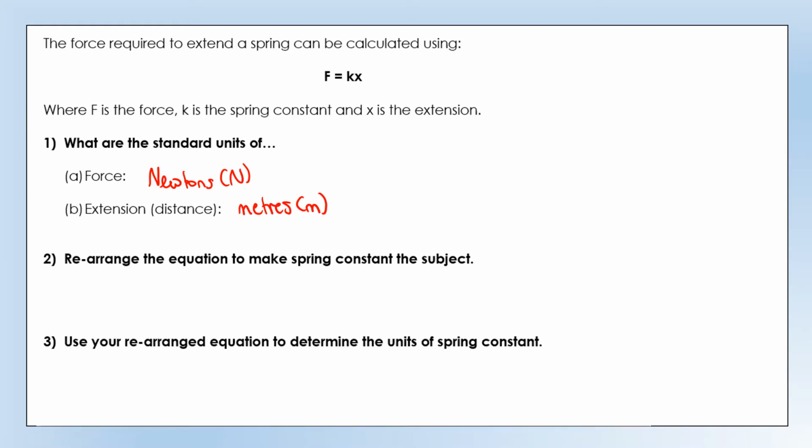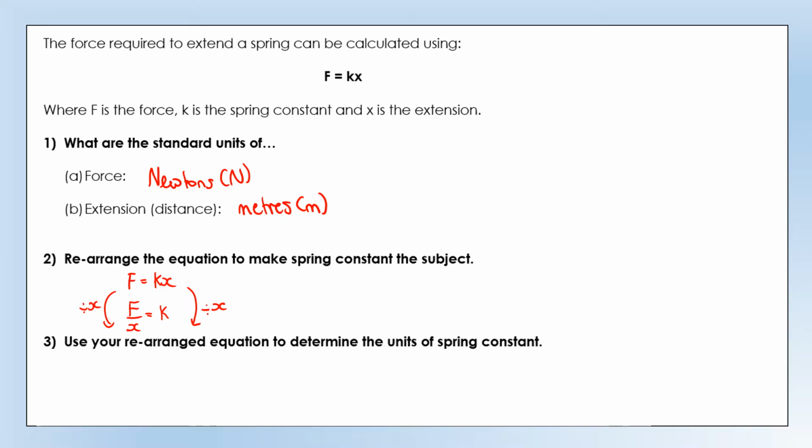Okay, so the first thing I want to do is rearrange the equation to make spring constant the subject. So here is our equation. We want to get k by itself. At the moment, k is multiplied by extension, so we're going to do the opposite of that. We're going to divide by extension. So on the left-hand side, we have force divided by extension, and on the right-hand side, that leaves k by itself, which is what we want.